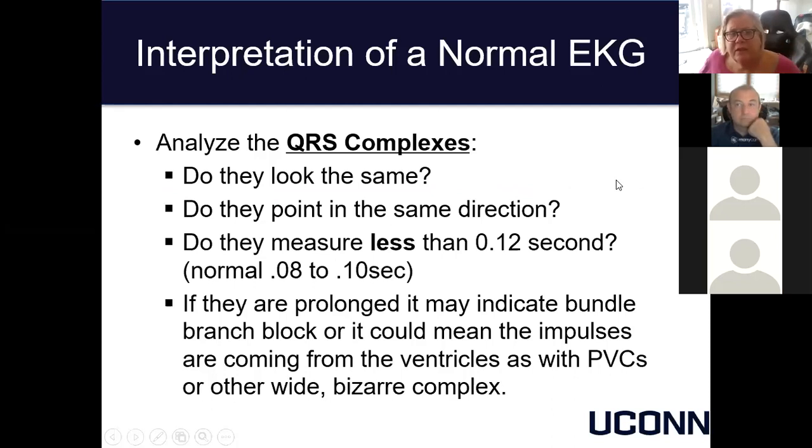When we're looking at the QRS complexes, again, we like them to look all the same. That means they're following the same electrical conduction pathway. They're pointing in the same direction. They're measuring less than 0.12 seconds. When they're prolonged, it can mean there's a bundle branch block or the impulse is starting somewhere else within the ventricles, or maybe they're a PVC or some other odd complex.